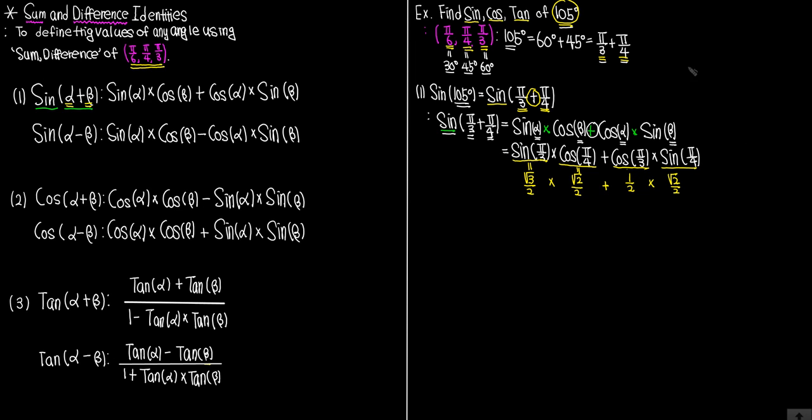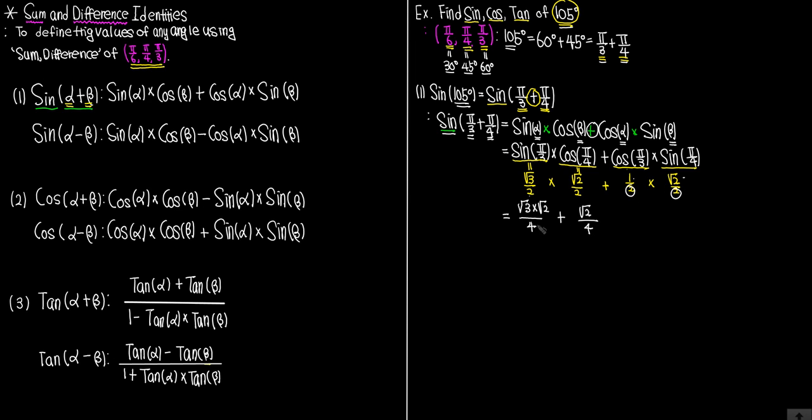So all you have to do is simplify it. What is square root of 3 over 2 times square root of 2 over 2? Well, the denominator is 2 times 2, which is 4, and the numerator is the multiplication of the radicals, square root of 3 times square root of 2. Plus the cosine of pi over 3, which is 1 over 2, times square root of 2 over 2. Inside the numerator, 1 times square root of 2 is square root of 2, over 2 times 2, which is positive 4.